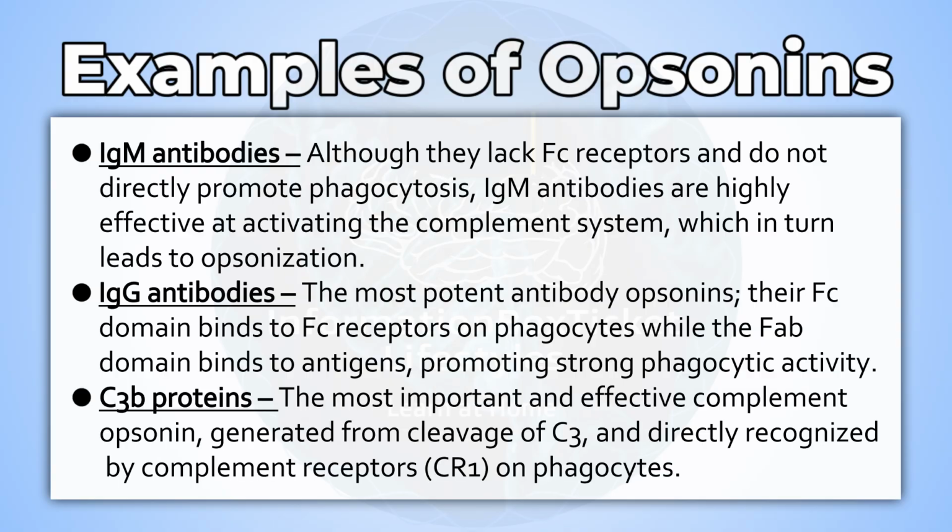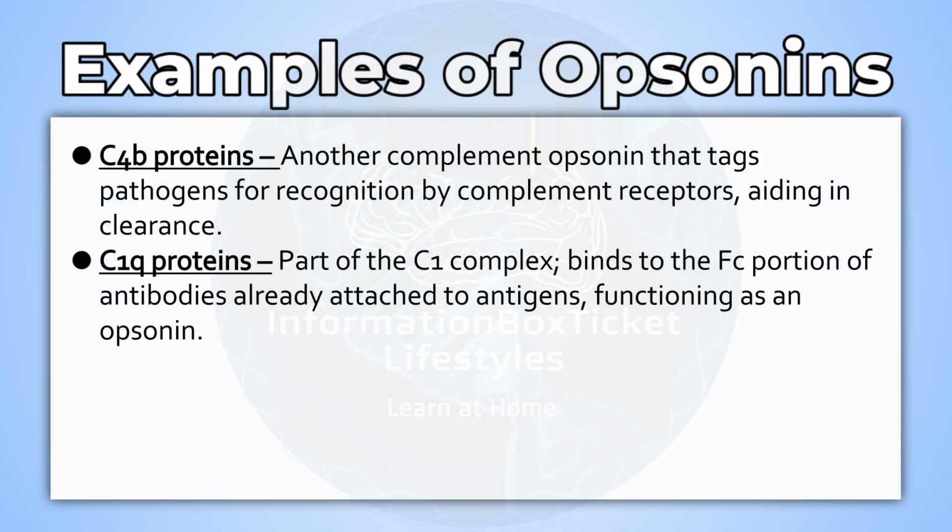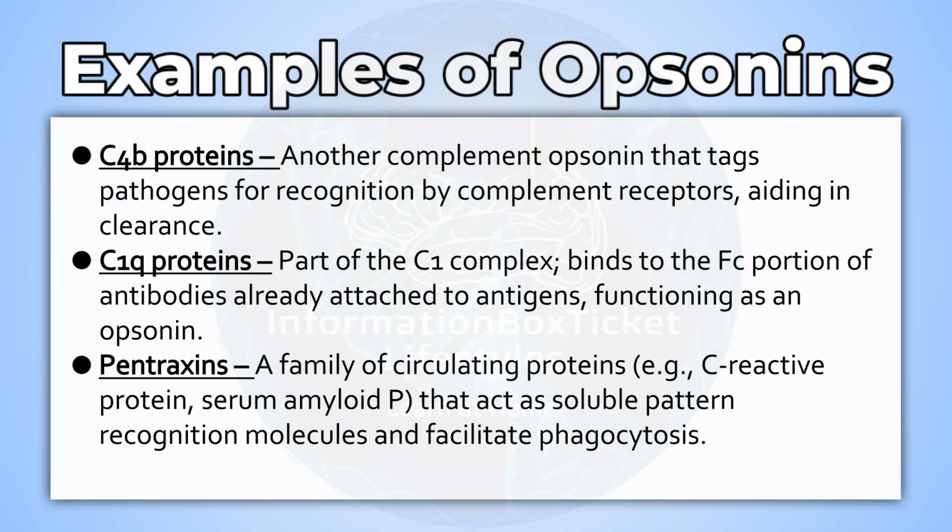C3b proteins, the most important and effective complement opsonin, generated from cleavage of C3 and directly recognized by complement receptors on phagocytes. C4b proteins, another complement opsonin that tags pathogens for recognition by complement receptors, aiding in clearance. C1q proteins, part of the C1 complex, bind to the Fc portion of antibodies already attached to antigens, functioning as an opsonin.